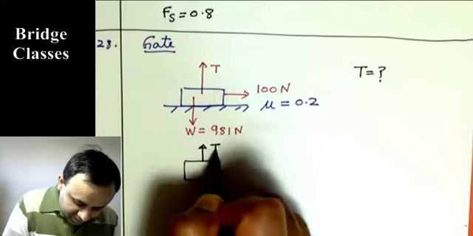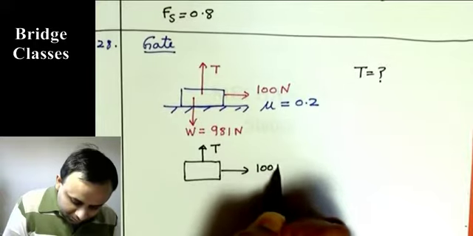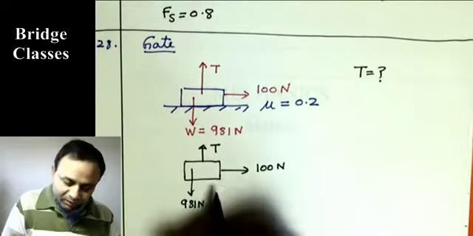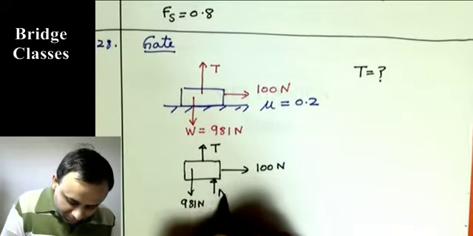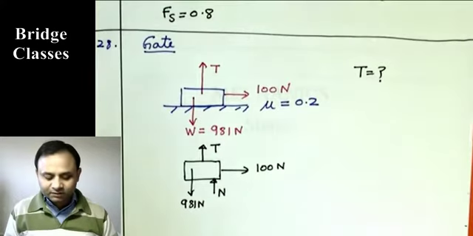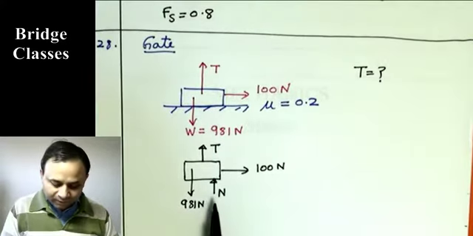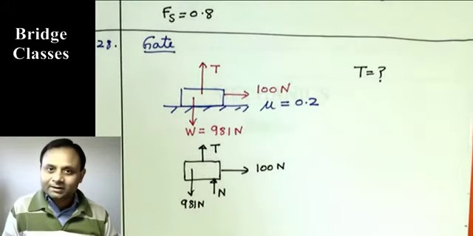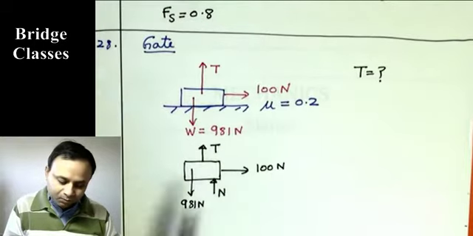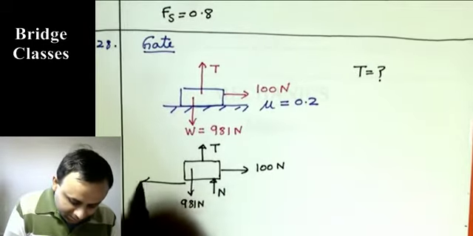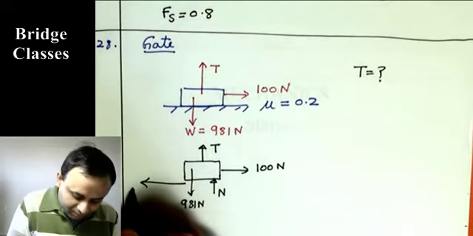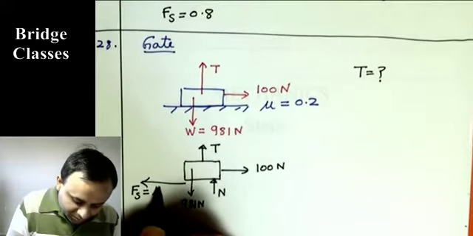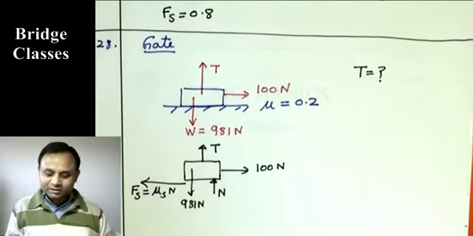So if we draw the free body diagram of this body, we have T, 100 Newton, I'm showing all the forces, and 981 Newton. There is normal reaction from the surface, so that is N. And then friction, which will be mu s n. Without friction, the body is going to move to the right because we have force acting in the right direction. So the friction will act in the opposite direction. It is static friction because the body is actually not moving, but it is impending motion. It will be given by mu s n.